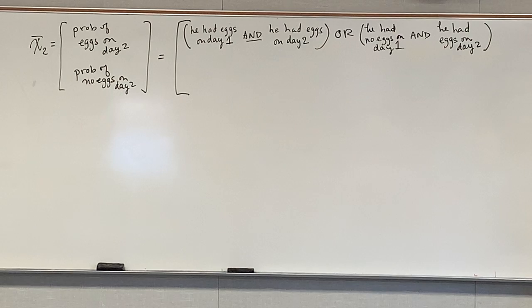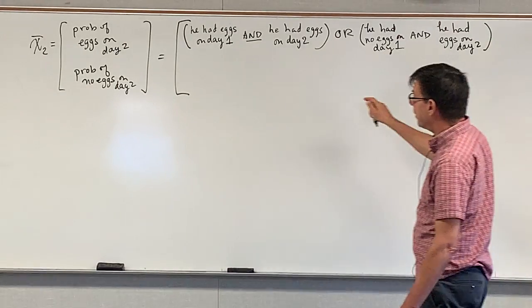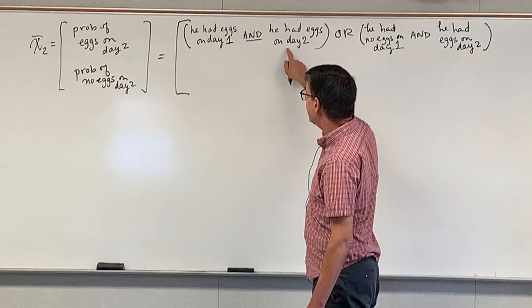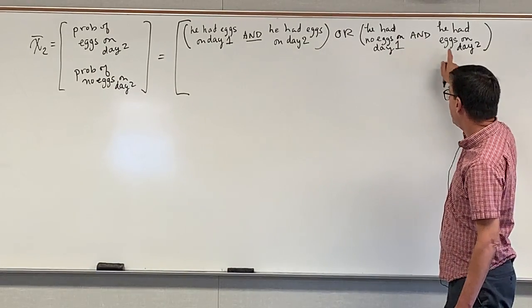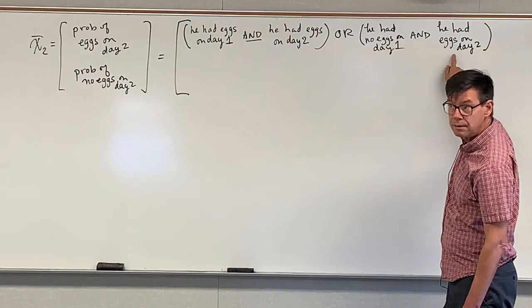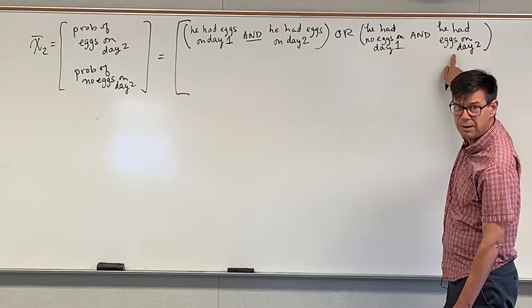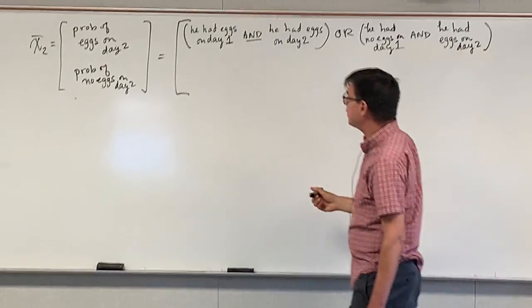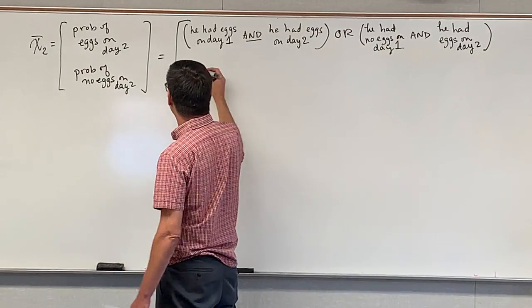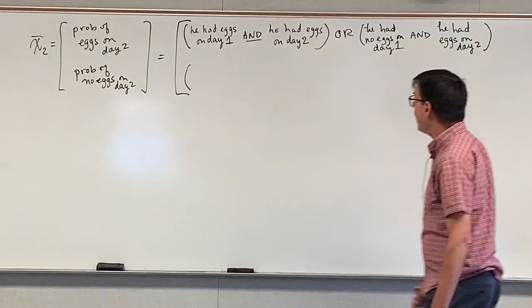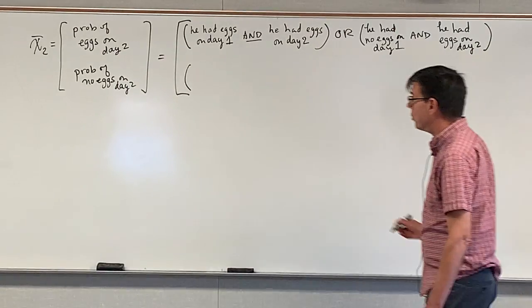So that first entry has to be the probability that it's just referring to me having eggs on day 2. So either I had no eggs the previous day and I had eggs on day 2, or I had eggs the previous day and I have eggs on day 2. Those are the only two possibilities there, right? We broke it down into sort of like an and an or. And then there's a similar statement we could make about the probability of having no eggs on day 2.